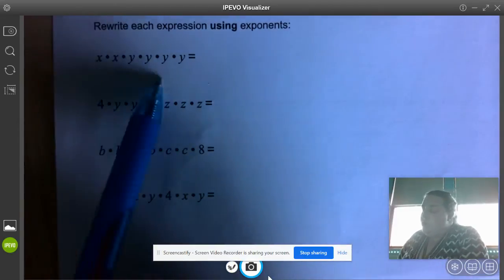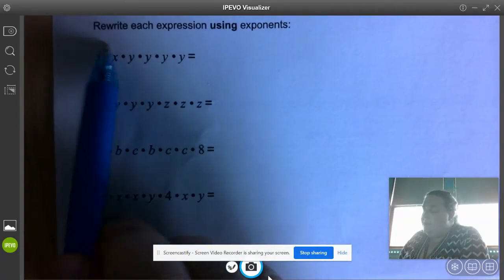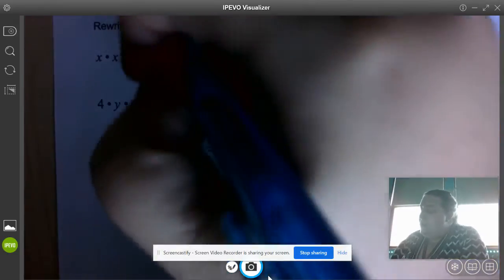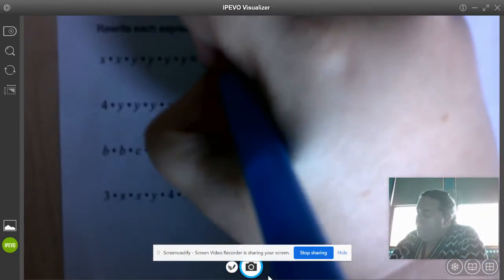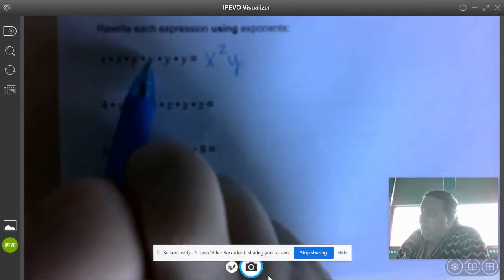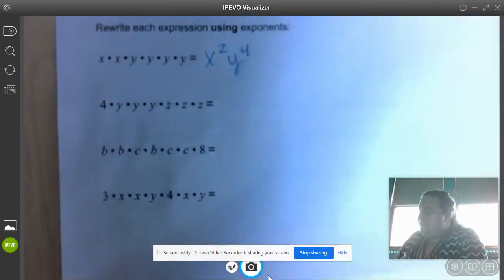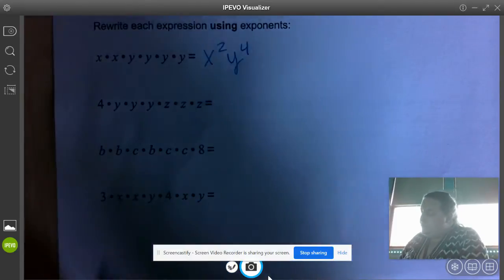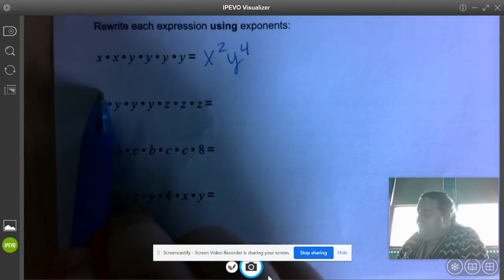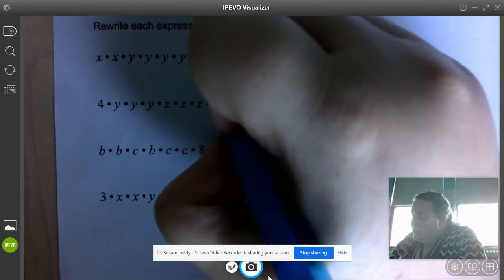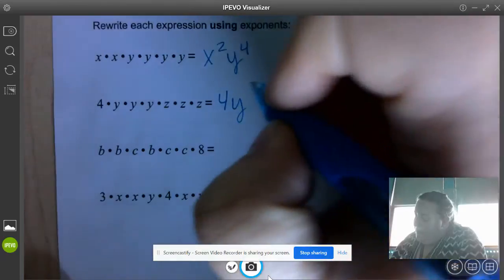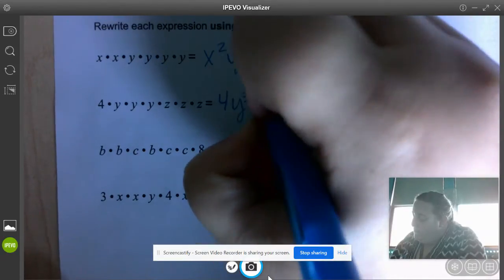Okay? So just quickly scanning this first problem, I see I have x and I have y. Doesn't really matter which variable you start with. I always like to go alphabetical. So x, I have 2 of those, and then y, I have 1, 2, 3, 4. Okay? So x squared, y to the fourth, that's my expression. Now in this next one, I have the number 4, then I have y and z. So 4 is a coefficient, it's a number by itself.